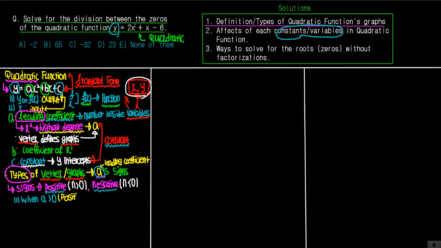The value that is a number, if it is greater than 0, it should always be a positive value. And when the a value, our leading coefficient, is greater than 0, the graph of our quadratic function will open upward.